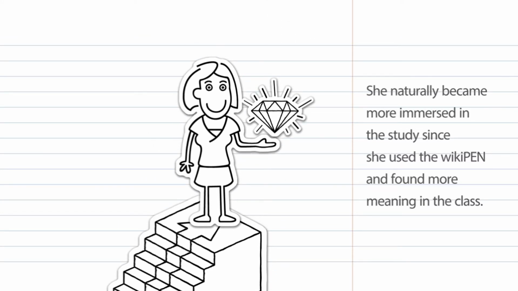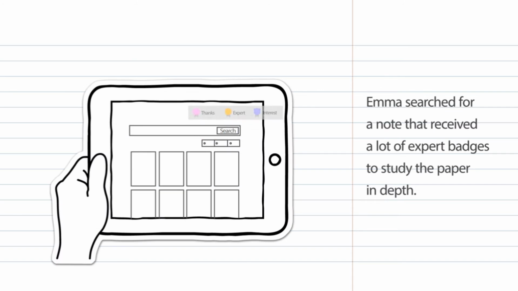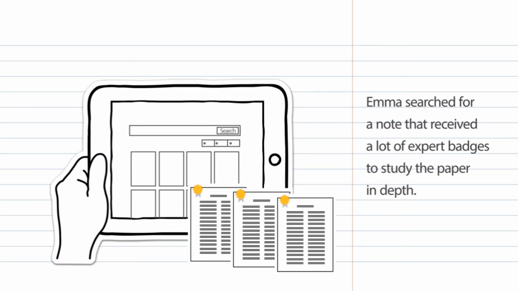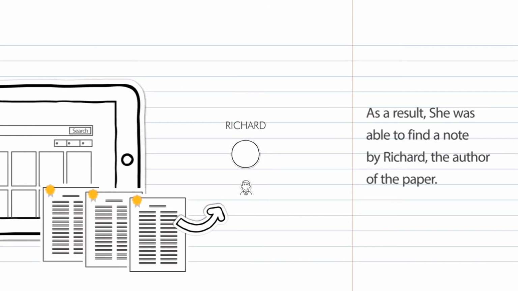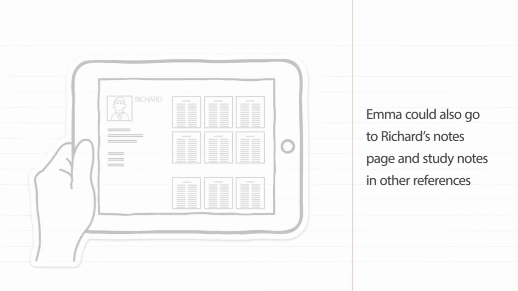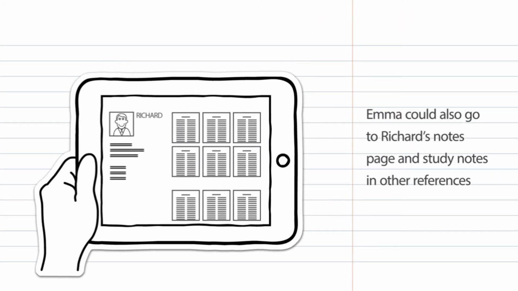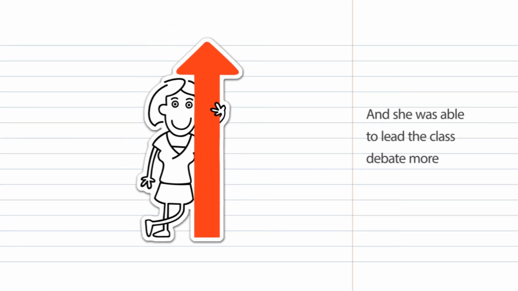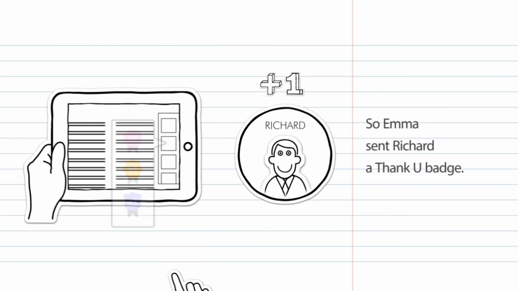Emma searched for a note that received a lot of expert badges to study the thesis paper in depth. As a result, she was able to find a note by Richard, the author of the paper. Emma could also go to Richard's notes page and study notes in other references. And she was able to lead the class debate more. So Emma sent Richard a thank you badge.